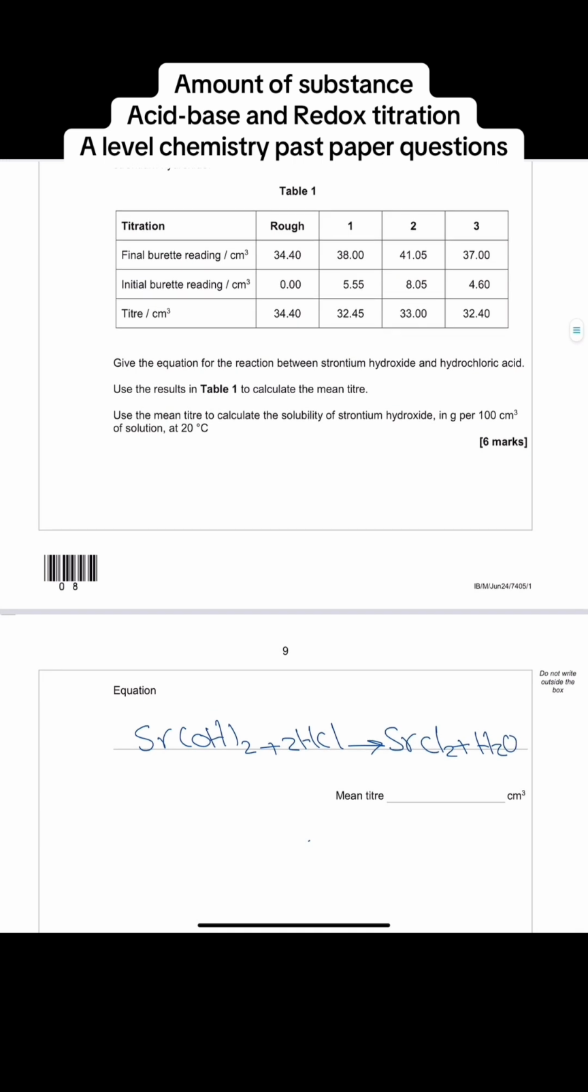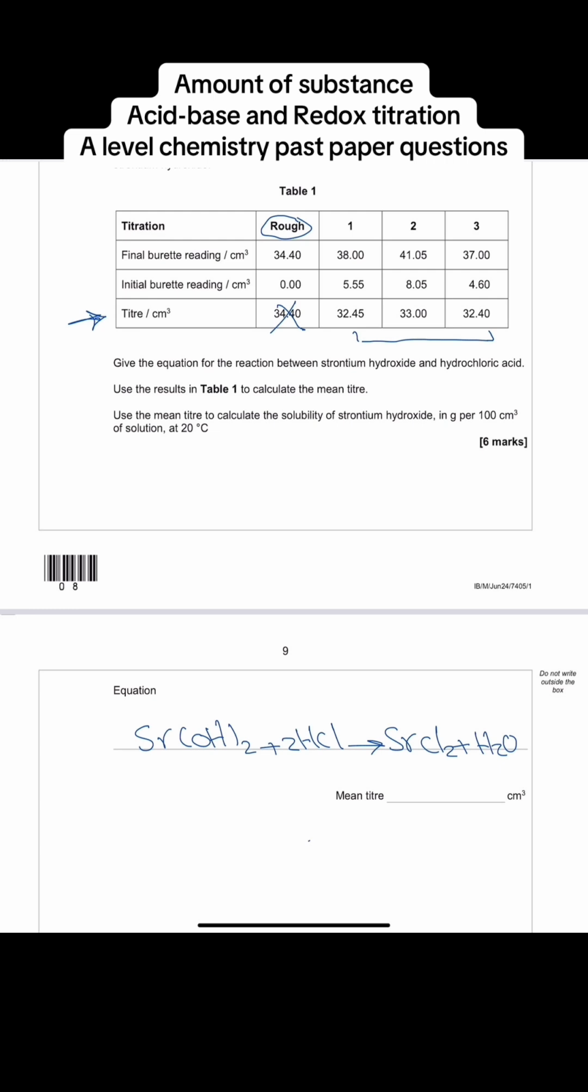And then they give you this table with the different titers and ask you to give the mean titer. There's always a rough titration one. We're going to exclude this one. And then we always end up with these three. We're not going to use all three. We're only going to use the two which are very close to each other.